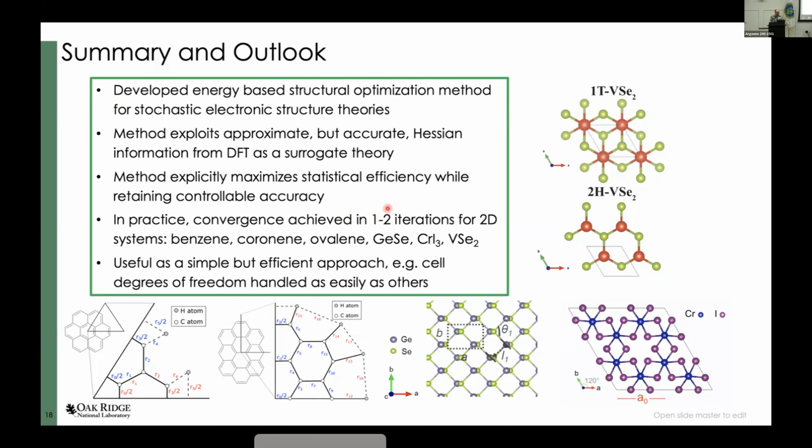And in practice, like I said, we've seen convergence in 1 to 2 parallel iterations from simple systems like benzene, chlorine, and ovalene, but also for more complicated ones like germanium selenide, chromium triiodide, and vanadium diselenide. So this is useful as a simple but efficient approach. And again, cell degrees of freedom are handled as easily as others. It's going to be a while before the force techniques in quantum Monte Carlo catch up there. But we can do this today.